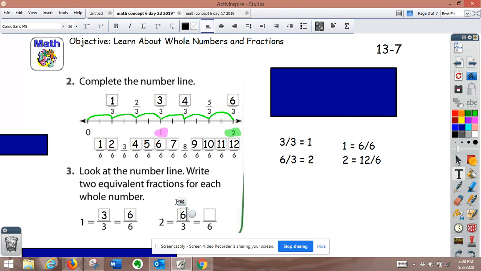All right, let's try it with sixths. I can jump by wholes, 1, 2. I can jump by sixths, 1, 2, 3, 4, 5, 6, 7, 8, 9, 10, 11, 12. 12 sixths is equivalent or the same as 2. 2 equals 6/3 and 2 equals 12/6, which means also that 6/3 equals 12 sixths.